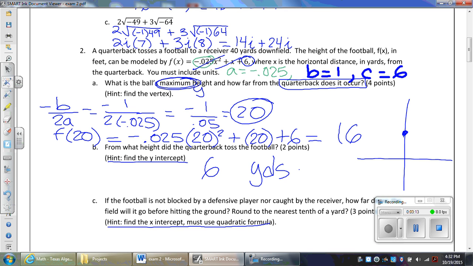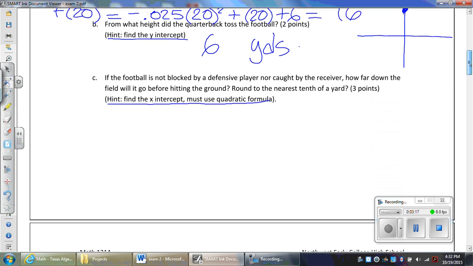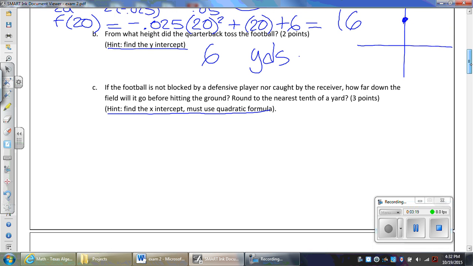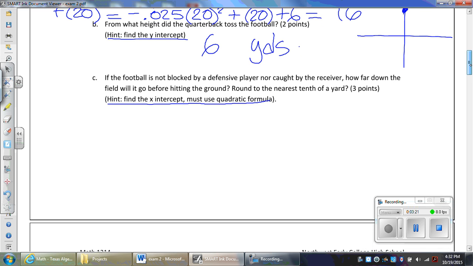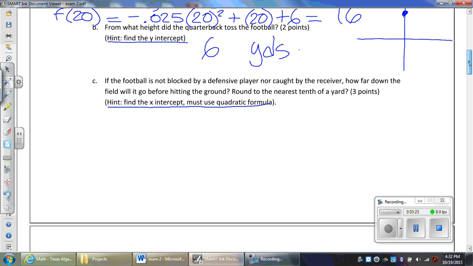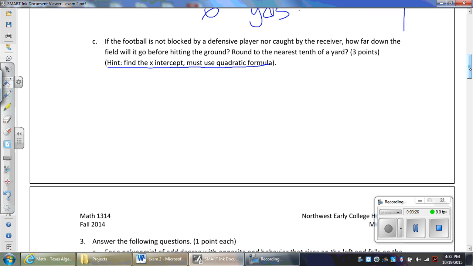Now for the last part, if the football is not blocked by a defensive player nor caught by the receiver, how far down the field will it go before it hits the ground? Round to the nearest tenth of a yard.